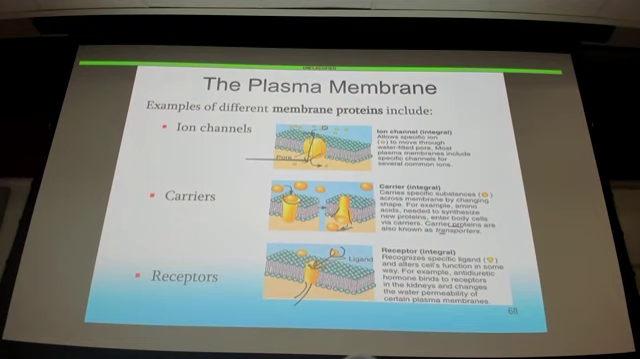When I said I want you to know what's on the outside of that, what I want you to know is the different types. What's the type of protein? A carrier protein is a transport protein. I don't need you to know the examples, like antidiuretic hormone. I just need you to know that it's a carrier or a receptor. A receptor is identifying something.